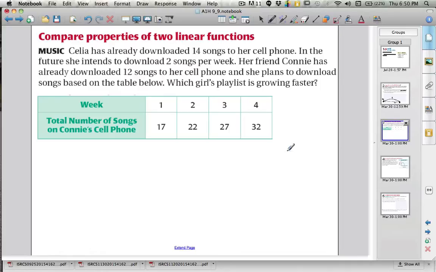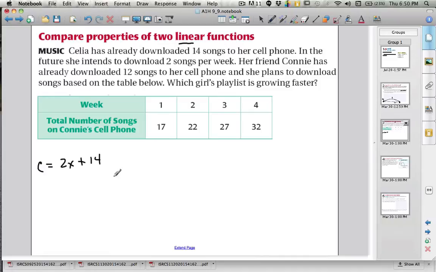Okay, if we wanted to compare properties of two linear functions, we have two young ladies who are downloading songs to their cell phones. Celia's already downloaded 14 songs to her cell phone. In the future, she intends to download 2 songs per week. Now notice they're saying linear functions. So remember that 14 is the starting situation. The starting situation is always the constant. And so Celia's is going to be 2 songs per week plus the 14 she already had.